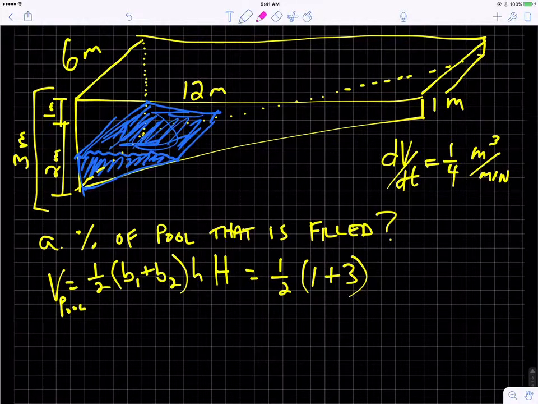Times the height of the prism, which is the distance from one base to the other. So this is the height, which is 6 meters. And that would represent the volume of the entire pool. So we've got 12 cubic meters.